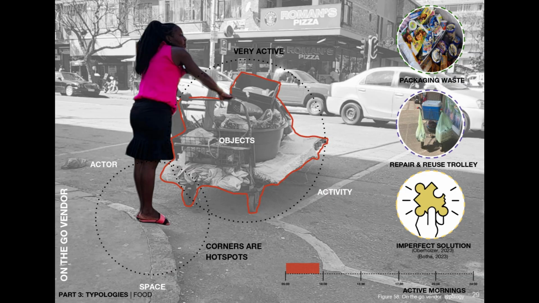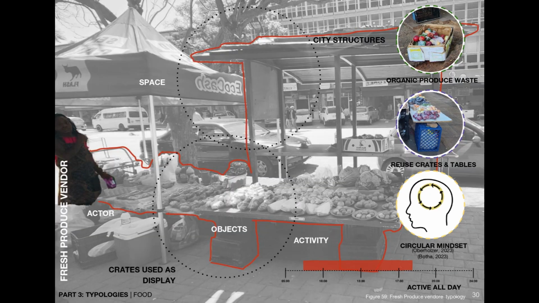Fresh produce vendors line the streets, selling a variety of local and traditional African veggies, using city structures and reused crates as display for goods. There's a main supplier who sells to all the vendors, which explains their produce being similar. Their relationship with local food stores is legislated, as previously mentioned, which creates a sense of community and belonging.